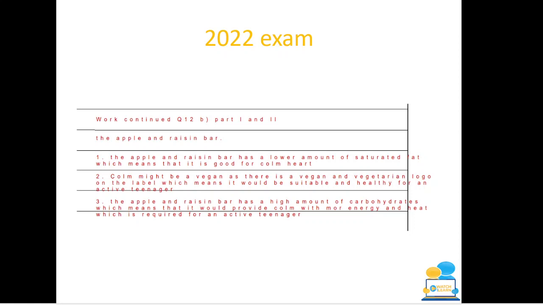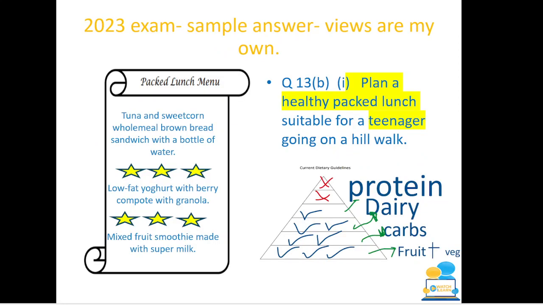So the apple and raisin bar has a lower amount of saturated fat, which means that it is good for Colm's heart. Colm might be a vegan as there is a vegan and vegetarian logo on the label, which means it could be suitable for and healthy for an active teenager. The apple and raisin bar has a high amount of carbs, which means that it would provide Colm with more energy and heat, which is required for an active teenager. Okay, so you can see the level of detail which is required. So this is why it is super important that you highlight the key information in the question and you know the action verbs.